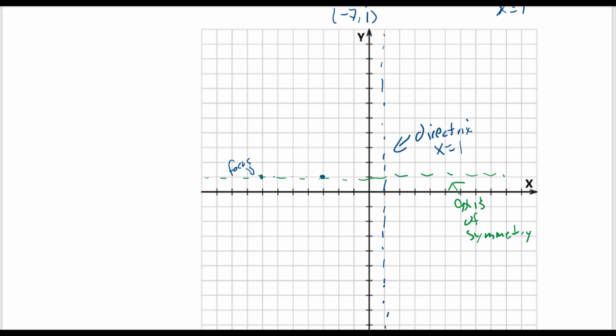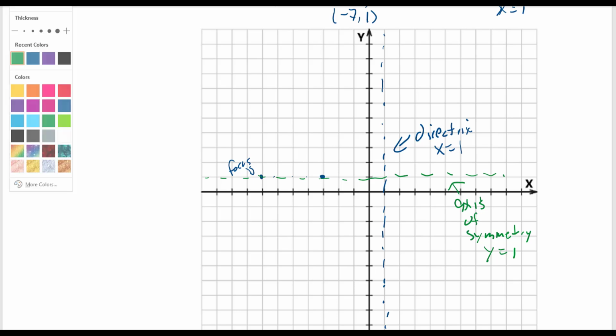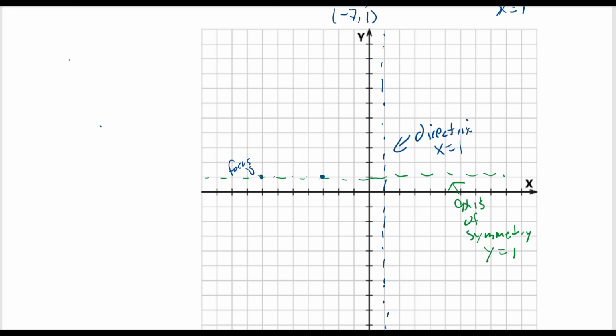And that's at y equals 1, the k-coordinate. Okay, and then we have to find the endpoints of the latus rectum. So 2 times -4 is -8. So we're going to take that focus. Focus is here. This is the vertex.